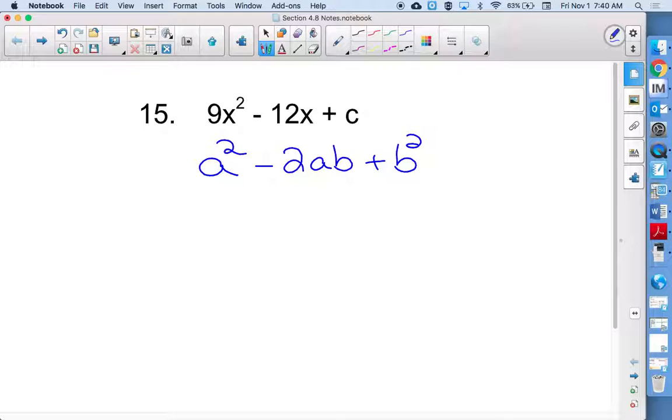So, Nick, let's go back. You said that the a term is, what did you tell me that the square root of 9 was? 3. So my a term, a squared is 9.